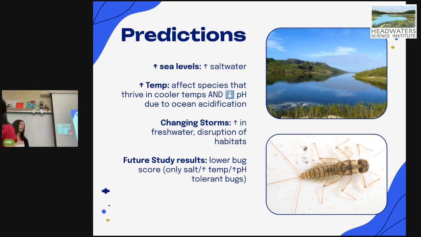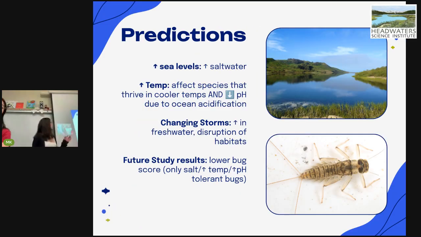Okay, now going into some predictions. If we were to see an increase in sea levels, this would obviously increase the salt water in the lagoon, increasing the salinity, which would most likely decrease the diversity of macroinvertebrates since less can live in higher salinity levels. Similarly, for an increase in temperature, this could affect species that thrive in cooler temperatures, and it could also lower the pH due to a process called ocean acidification. So if the temp increase was caused by increased levels of CO2, the ocean would absorb the CO2 and turn it into a carbonic acid, which then would break into hydrogen ions, decreasing the pH.